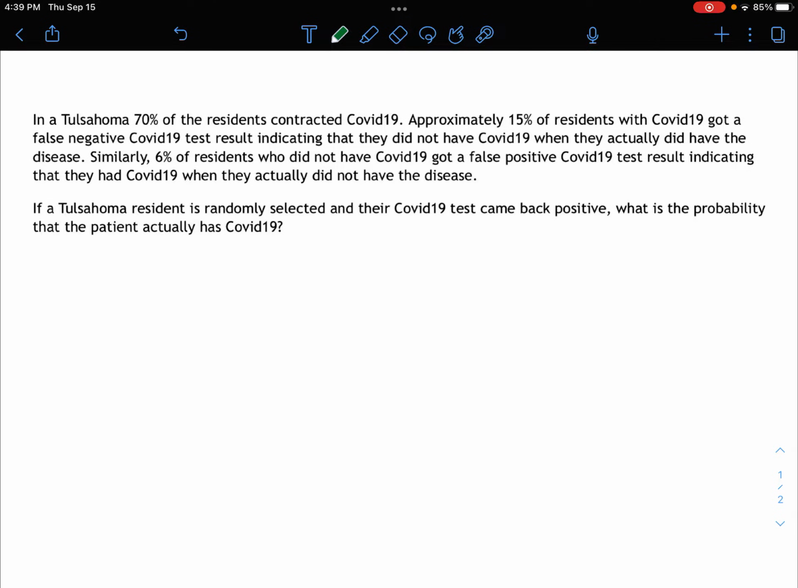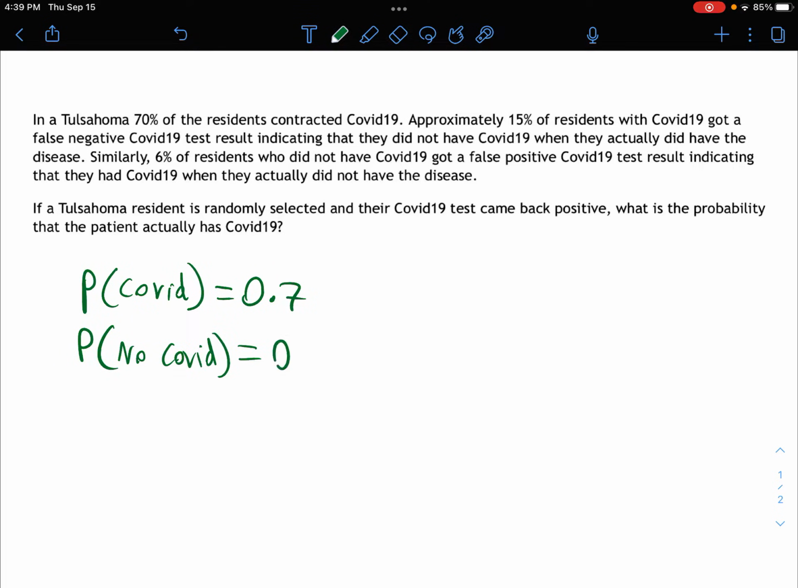All right, in Tulsa, Oklahoma, 70% of the residents contracted COVID-19. That's the marginal probability of a resident of Tulsa, Oklahoma contracting COVID-19 being 70%. That's what that means. So the probability of COVID is 0.7. That's the marginal. Now, that also means that the marginal probability of its complement, no COVID, is equal to 30%, 1 minus 0.7, which is 0.3.